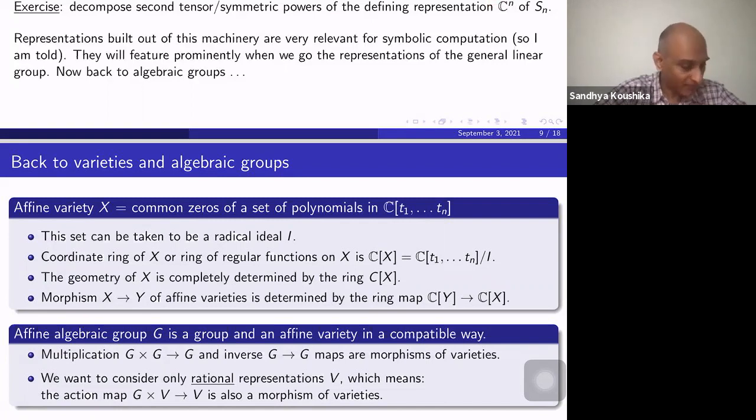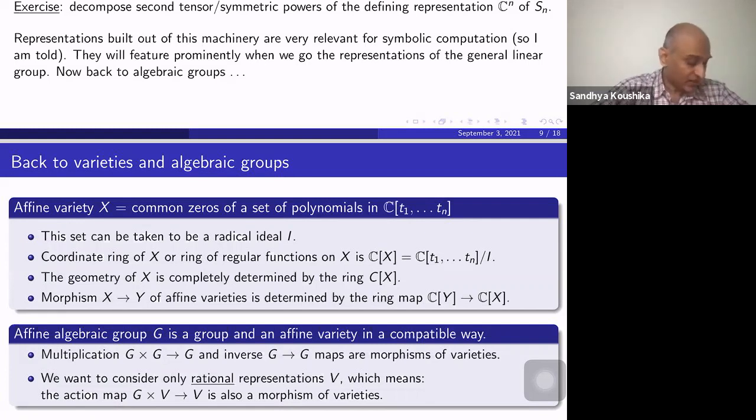For example, maps between such varieties, that is regular maps between such varieties, are captured by a ring homomorphism between their coordinate rings. Okay, so then after that we defined affine algebraic groups, but we will concentrate only on affine algebraic groups, which means that it's an abstract group and it's also an affine variety. But the two structures have to be compatible with each other, which simply means that the multiplication map from G cross G to G and the inverse map from G to G have to be morphisms of varieties. So remember that G cross G has a structure of a variety, as was discussed last time by Raghavan.